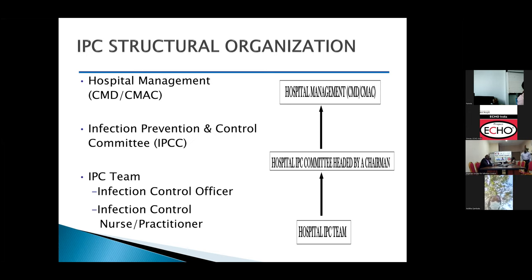So at every facility, the structural organogram, at the top, we have the hospital management headed by the chief medical director, and then followed by the infection prevention and control committee. This is a multidisciplinary committee that formulates policy for infection prevention and control, with the subcommittee as the infection prevention and control team, comprising of the infection control officer, infection control nurse. So they work at the ward level to do the day-to-day surveillance. In case there's going to be an outbreak, it can be nipped in the bud.